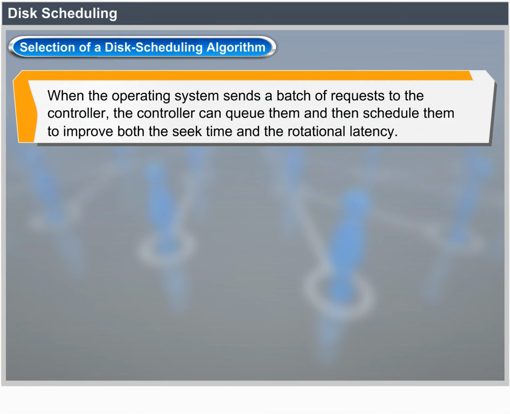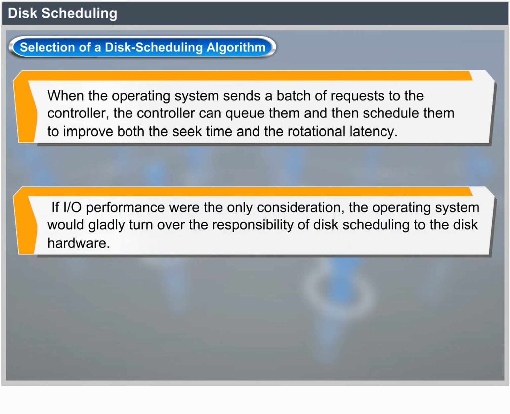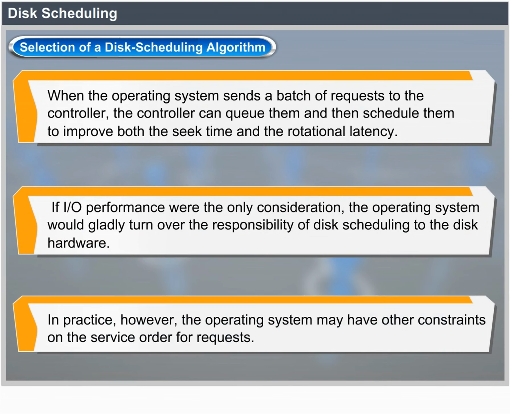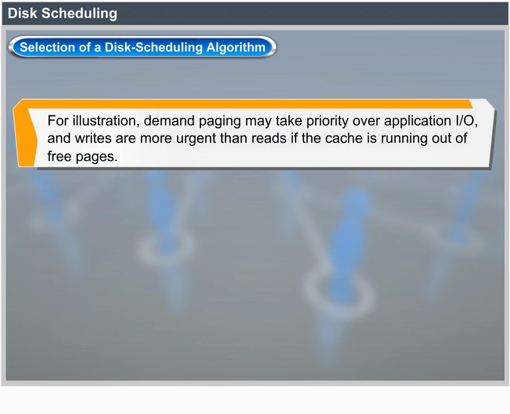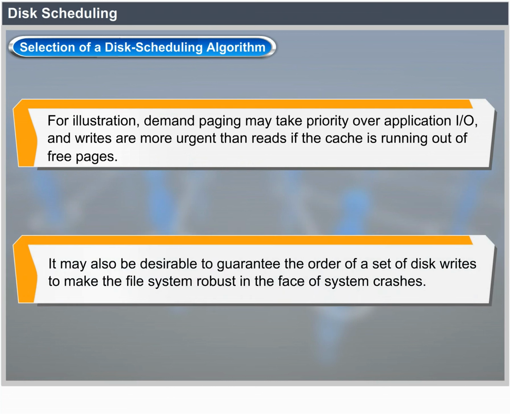If input-output performance were the only consideration, the operating system would gladly turn over the responsibility of disk scheduling to the disk hardware. In practice, however, the operating system may have other constraints on the service order for the requests. For instance, demand paging may take priority over application input-output, and writes are more urgent than reads if the cache is running out of free pages. Also, it may be desirable to guarantee the order of a set of disk writes to make the file system robust in the face of system crashes.